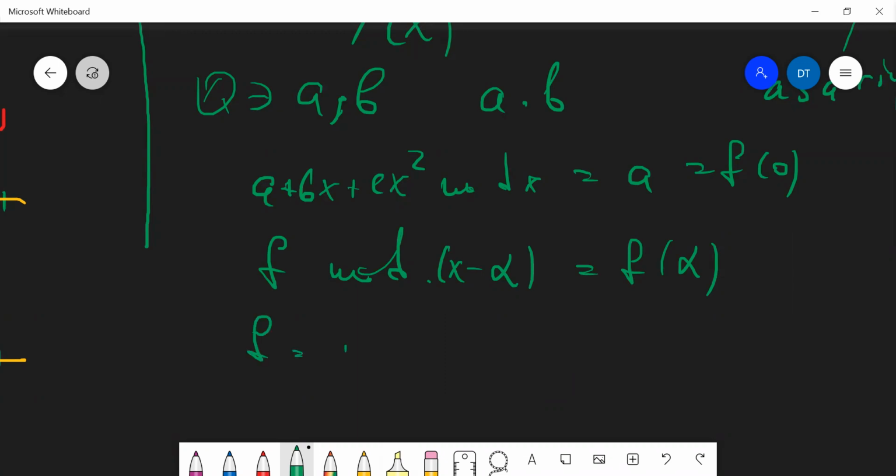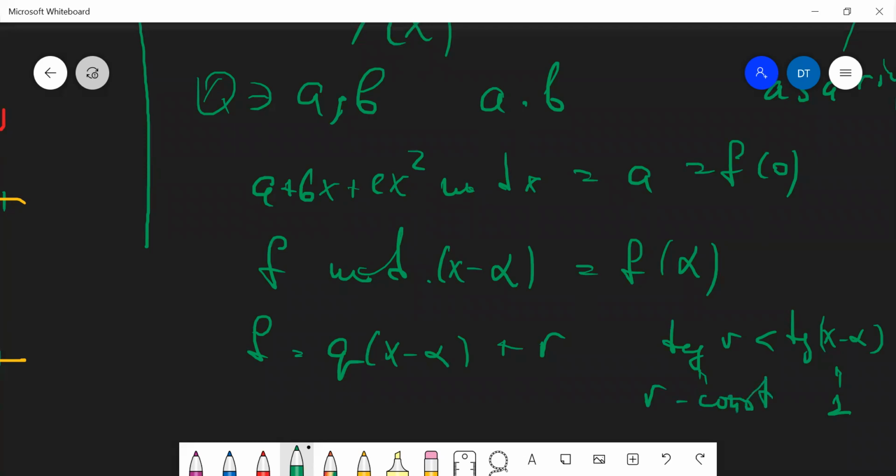Well, because R must be a polynomial of degree strictly smaller than the degree of x minus alpha, which is 1. That means that the degree of R is either 0 or minus infinity. So R is constant. And if you substitute alpha instead of x, you will see that f of alpha equals q of alpha times 0 plus R. So R is equal to f of alpha. So if you want to find a remainder with respect to a linear polynomial, it's just finding the value of your polynomial at this root.